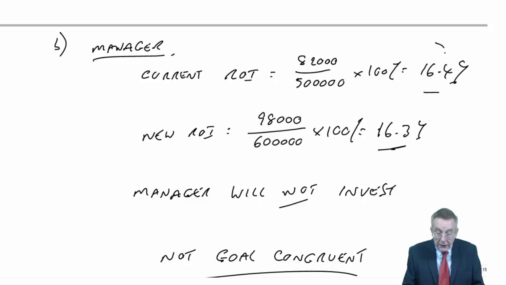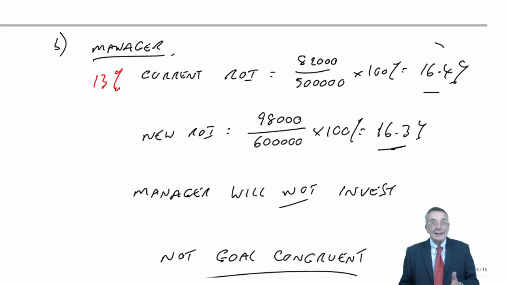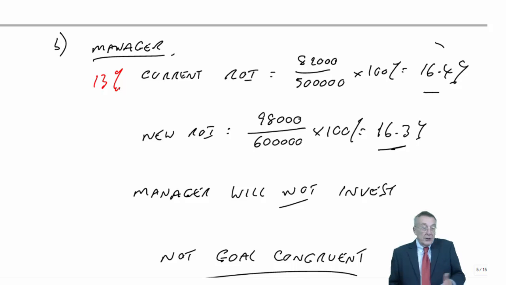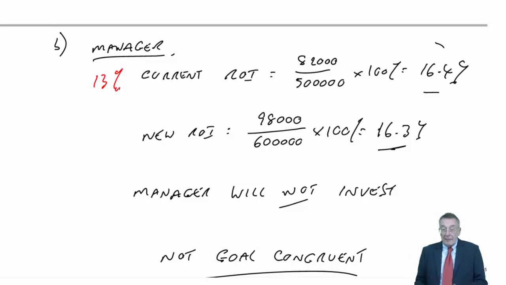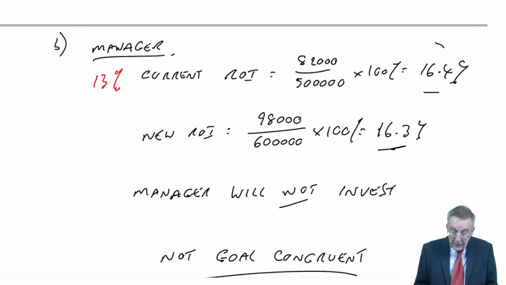Now you could have other divisions, maybe another division which is currently only getting 13%. You know, they're below target. Well, I want the manager to improve it, you know. I put a new manager in. But they're currently getting 13. And I've told them, anything more than 13, you'll get your bonus. Well, suppose there's a new investment which gives 14%.